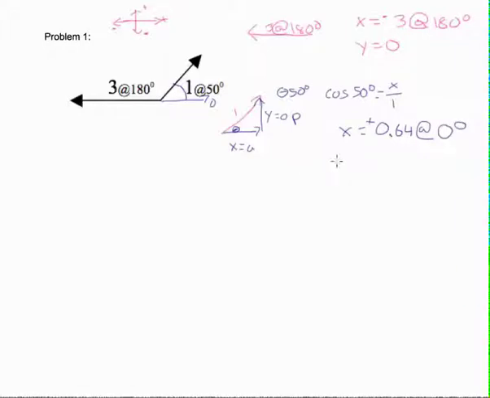And for our y, we'll do sine. Sine of 50 equals opposite over hypotenuse. Our y is 0.77. And it's at 90 degrees, so this is positive as well. And now we're going to sum them.